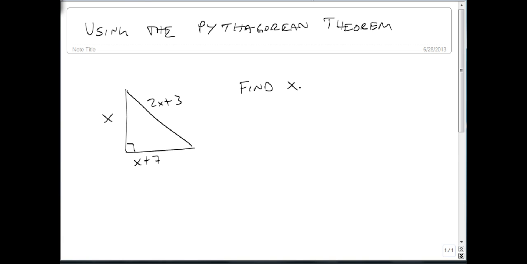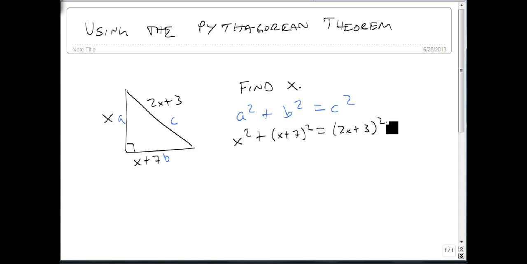Well, we do that by identifying a, b, and c, and finding a squared plus b squared equals c squared. So we'll start with a. A is just x, so we square it. B is x plus 7, so we square it as well. And c is 2x plus 3, so we square that.